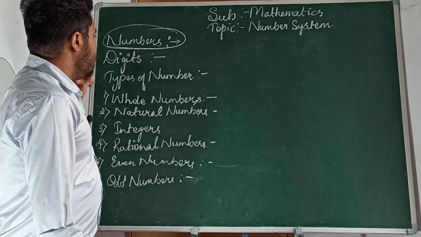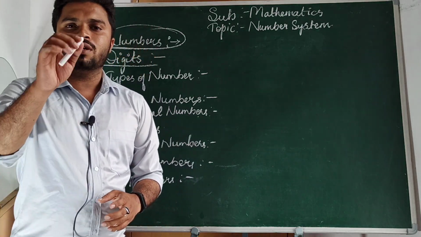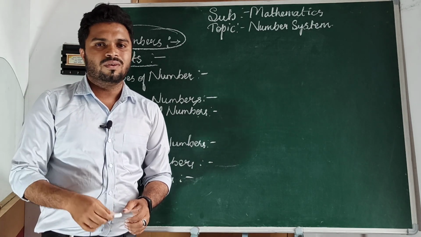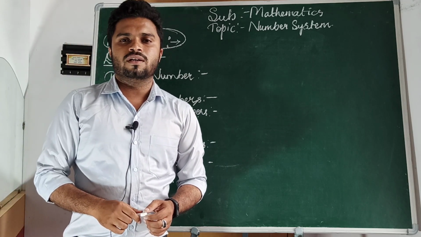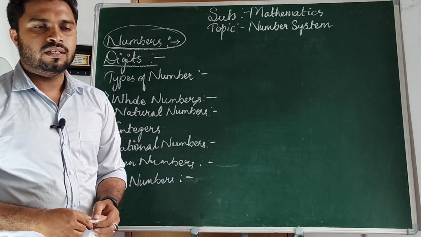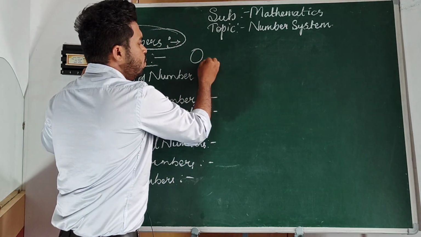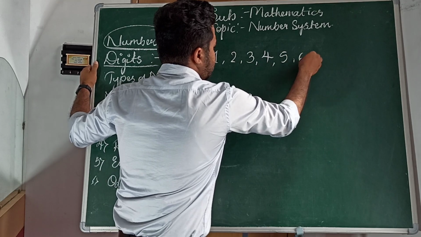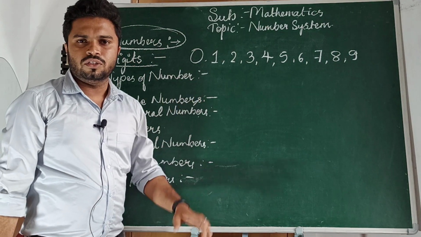Okay, yes. Now what are digits? These are the numbers, or you can take them as the numerical values, that start from 0 to 9. They are also called Hindu-Arabic numbers, or you can define it as the Hindu-Arabic system also. So these are the digits that start from 0, 1, 2, 3, 4, 5, 6, 7, 8, 9. These are nothing but the digits.